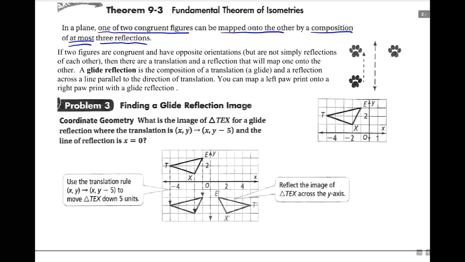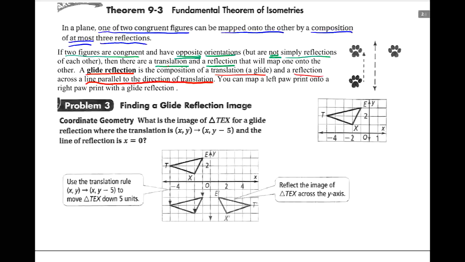Okay, so if 2 figures are congruent, let's look at our problem. We have 2 figures that are congruent and have opposite orientations, but are not simply reflections, right? We can reflect to get opposite orientation, but we can't just do a simple reflection. Then they are a translation and a reflection that will map one onto the other. This is called a glide reflection. Translation is the glide, and reflection across a line parallel to the direction of translation.